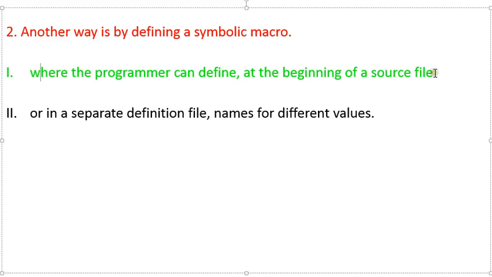In the same way, the programmer can define the constant at the beginning of the source file, or sometimes he can define these constants in a separate definition file. So you link the two files so that whenever you want to use it, it will go to that other file and pick it. And in defining it in different files, you have to give that file a different name, and it can contain different constants which can be referred to.